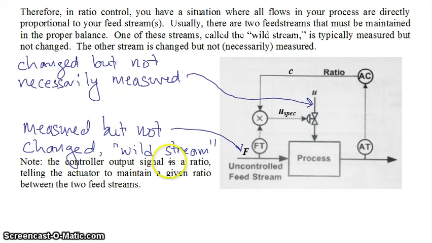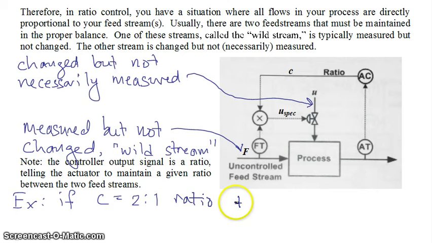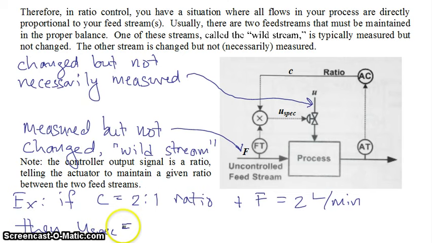The controller output signal is a ratio, and it tells the actuator to maintain this given ratio between the two feed streams. So for example, if your controller signal is a 2-to-1 ratio, and this F here, if F equals 2 liters per minute, then U spec equals C, which is this guy here, times F, so C times F, which is equal to 4 liters per minute. And that is how the ratio control maintains the ratio between these two streams.